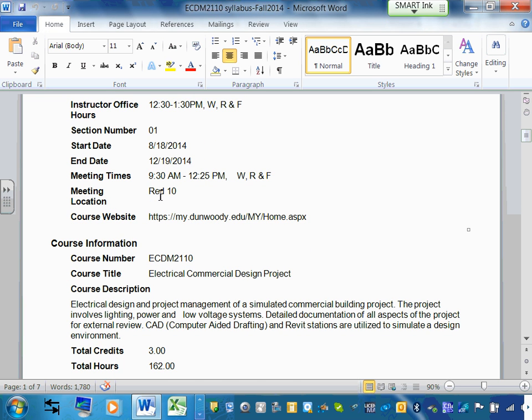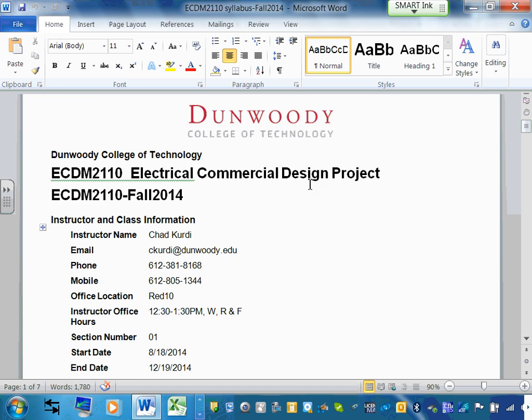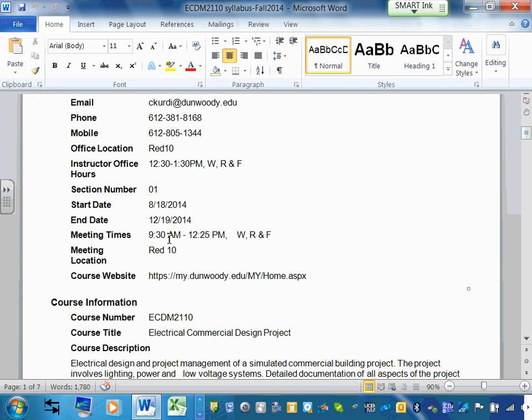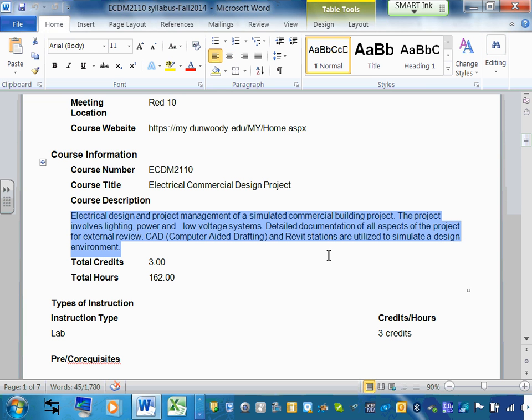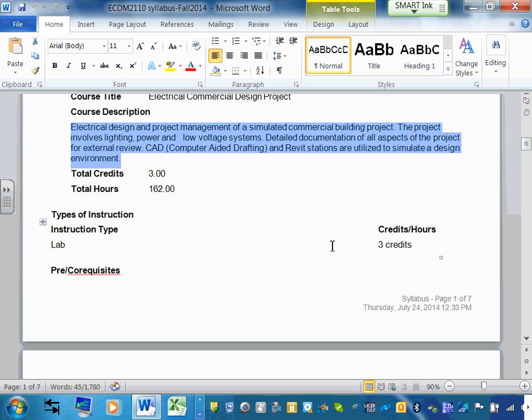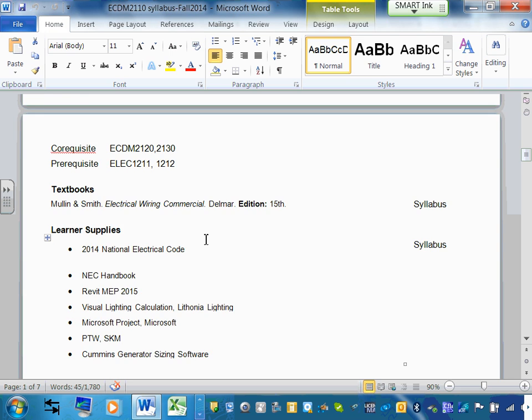It's starting, the lab is, this is our lab, the commercial project. It starts from 9:30 to 12:25, like you said. What's the outcome of this and why are you guys coming here? You will be designing a complete power, lighting, and low voltage system using Revit for a 12,000 square foot commercial building. That's it. With everything supported.